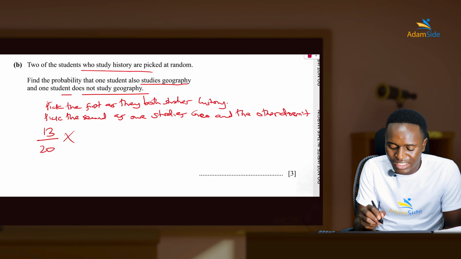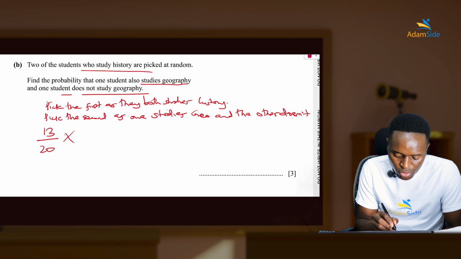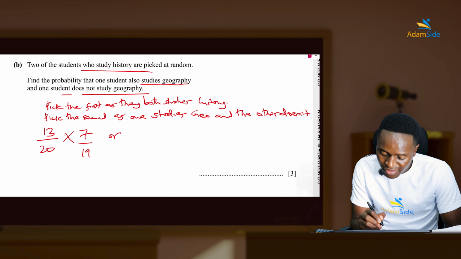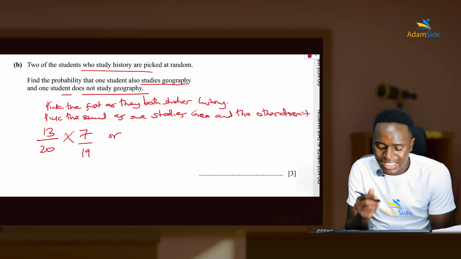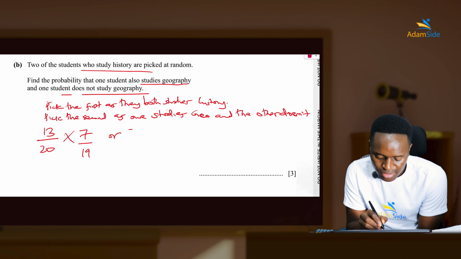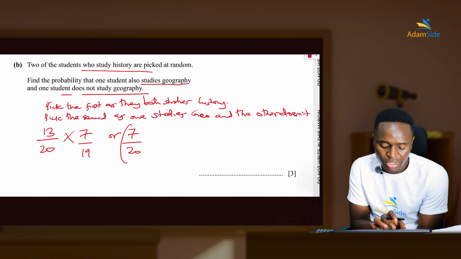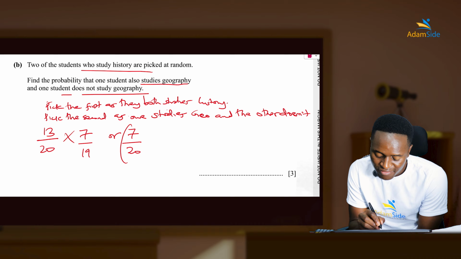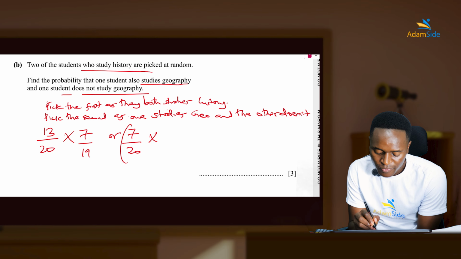So find the probability that one student also studies geography. So the one who studies geography, after one has been picked who studies both, the other one will be 7 out of 19. Or if the first one, we say find the probability that one student also studies geography and one student does not study geography. So if it's 1, that means 7 out of 20. If it's the other way, you say before you pick someone who studies history, you picked the first person who studies geography. You say 7 out of 20 times, so it will be times 13 out of 19.